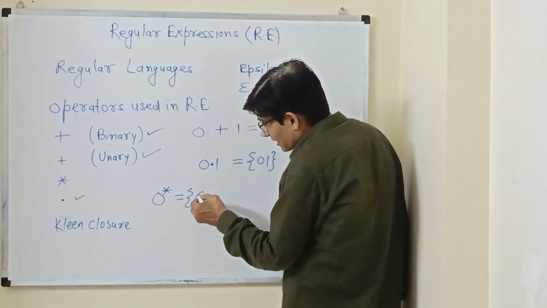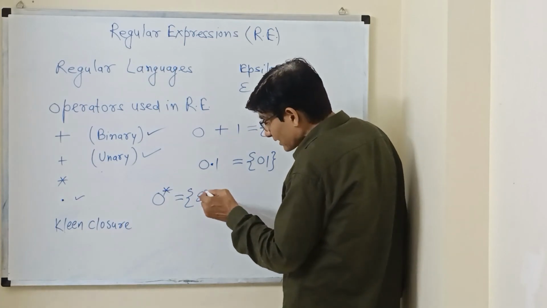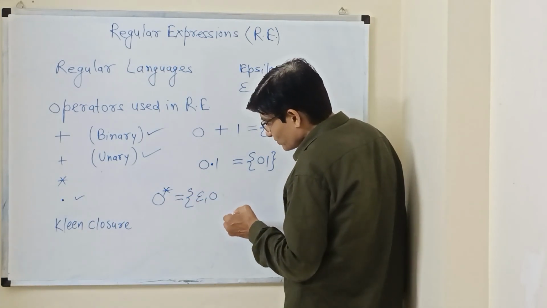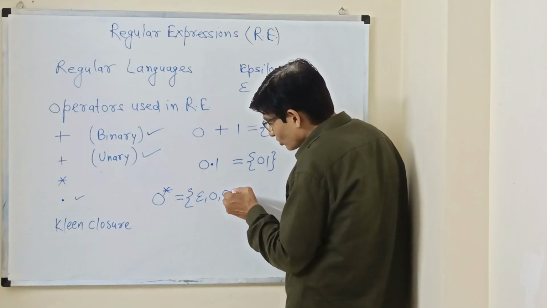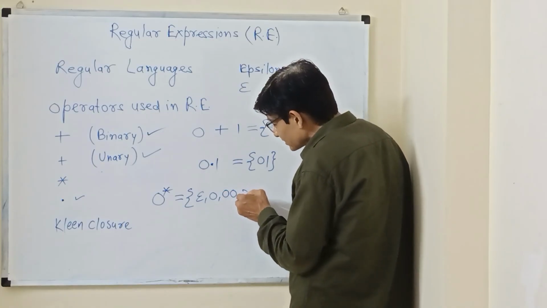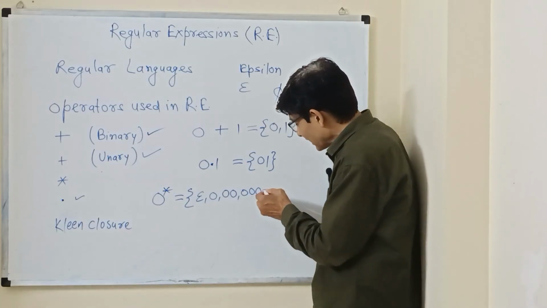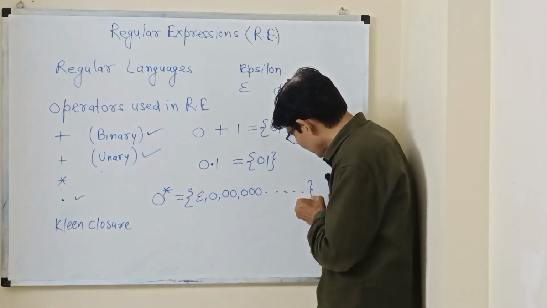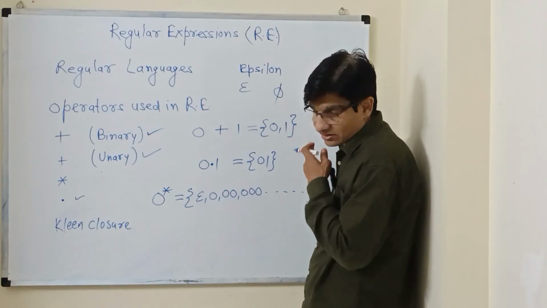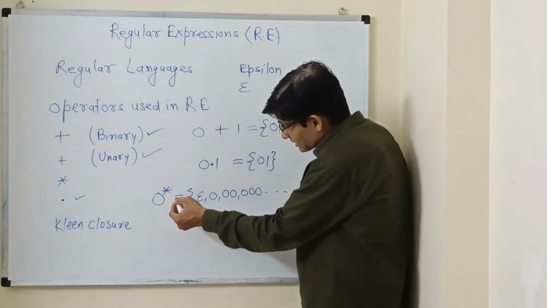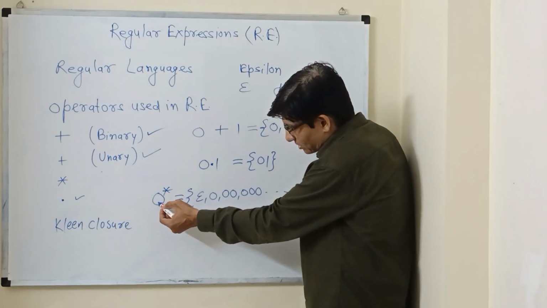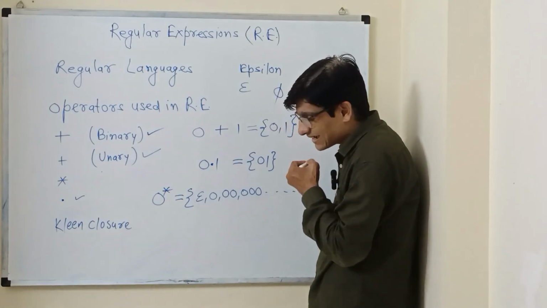So this would be epsilon. One occurrence of zero, so this would be 0. Two occurrences of zero, so 0 0. Three occurrences of zero, so this would be three zeros. And like this, you can have any number of zeros simultaneously. So this regular expression is representing this complete set.